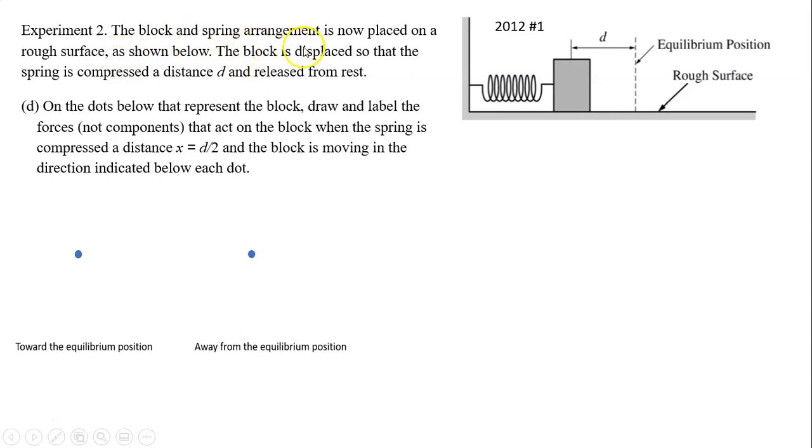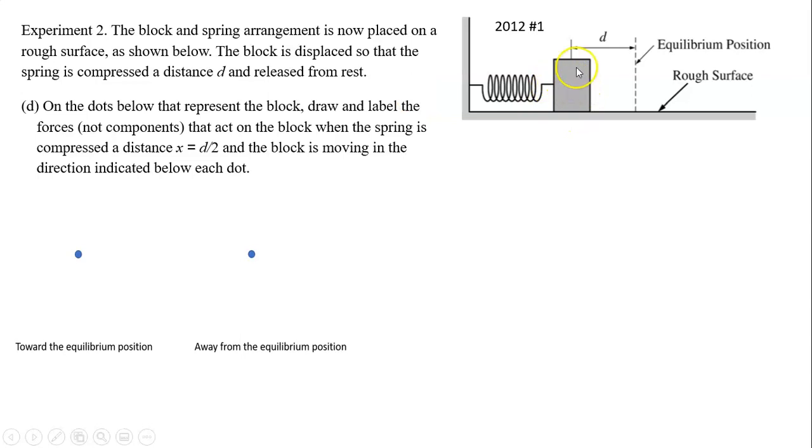Experiment 2. The block and the spring arrangement is now placed on a rough surface. On a rough surface, that means energy is not conserved. The mechanical energy is changing to heat. The block is displaced so that the spring is compressed a distance d and released from rest.